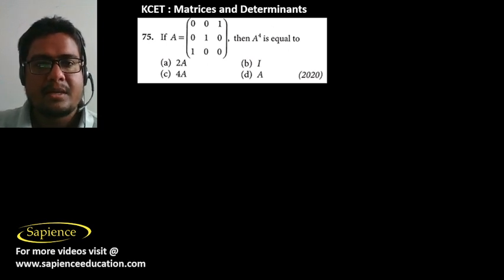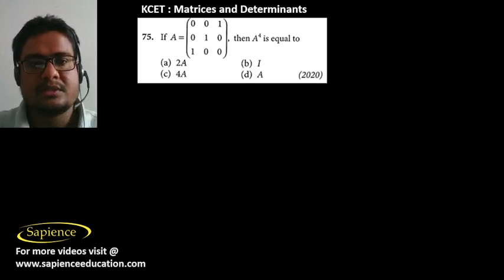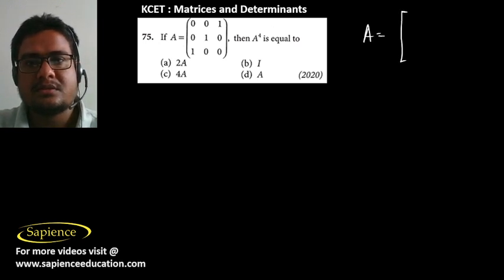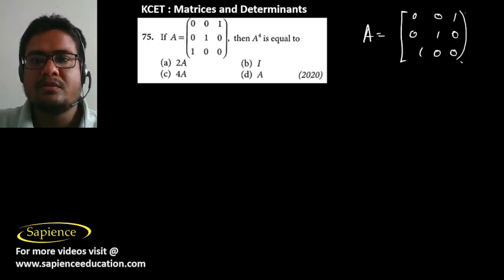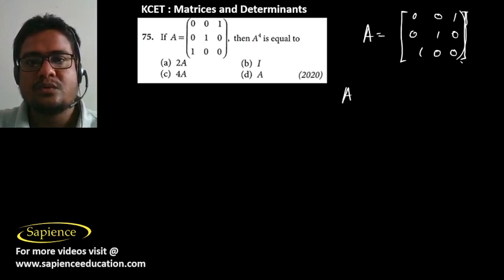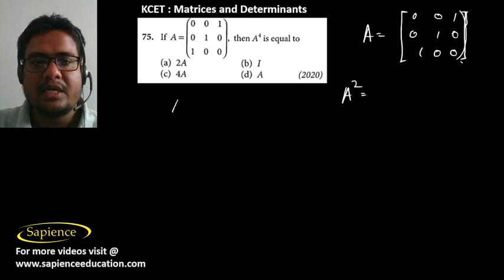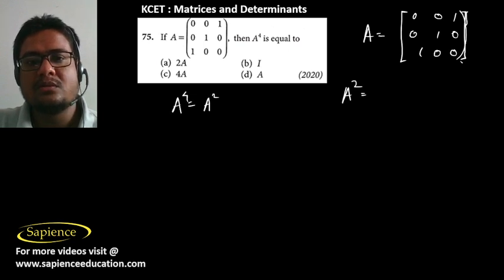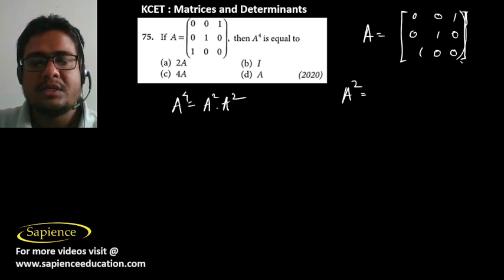Then question number 75. It is told that if the matrix A is 0 0 1, 0 1 0, 1 0 0, then A power 4 is how much? First we can find A square. A power 4 we can write as A square whole square, so A square into A square. So we can find A square first.